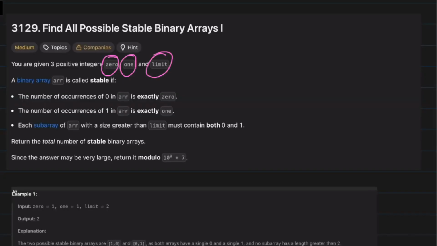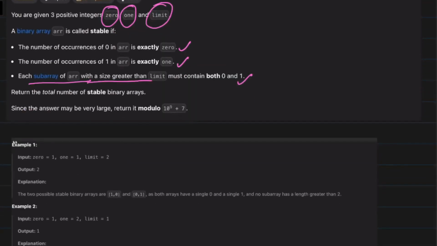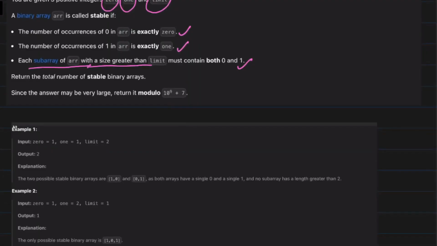So it is saying that the binary array is stable if the number of occurrences of 0 in the array is exactly zero, the number of occurrences of 1 is exactly one, and for any subarray of the array, a length greater than limit must contain both 0 and 1. So these are the three conditions we have. And we have to return the number of such binary arrays, and the answer may be very large, so we have to return it modulo 10 to the power 9 plus 7.